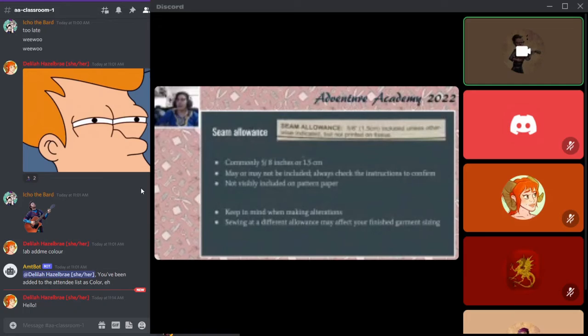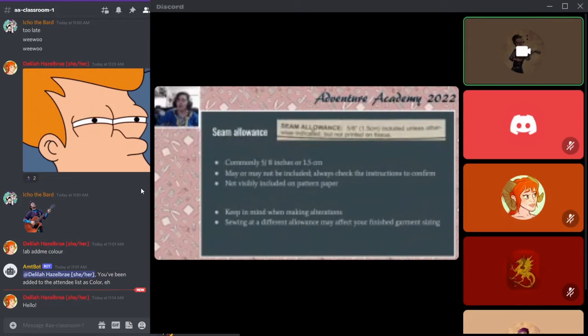Okay, so let's talk about seam allowance here. Most patterns will have a seam allowance included, generally not marked out on the pattern piece. It should say on the first or second page of the instructions. It may be written on the pattern paper itself what the seam allowance is. It's usually 5/8 of an inch or 1.5 centimeters.